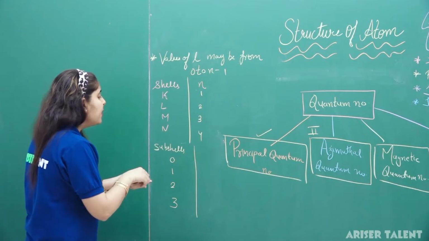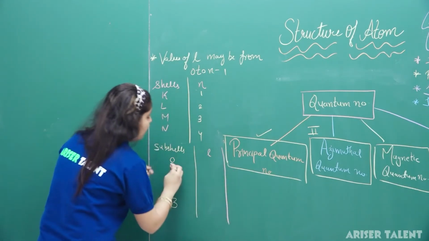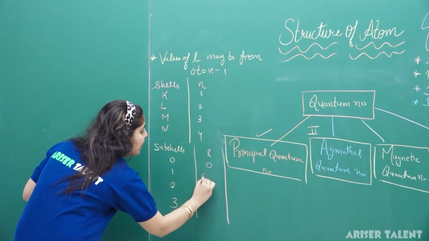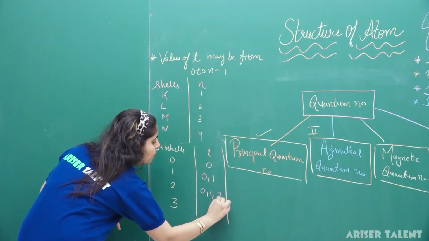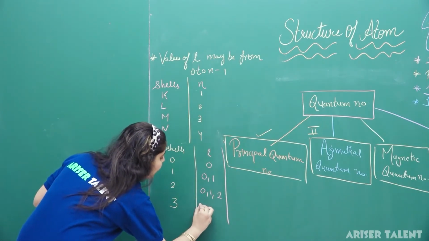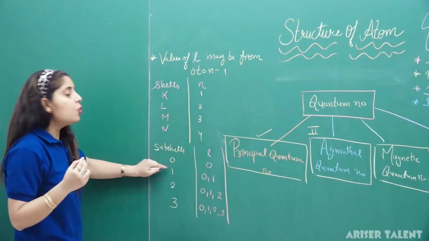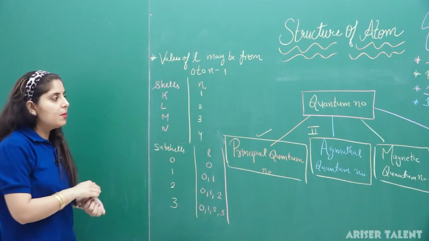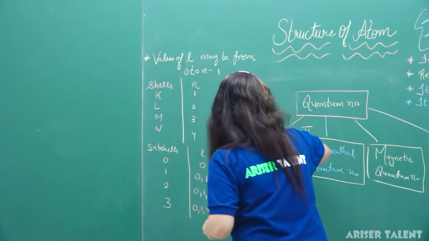And what will we get for the value of L here? For n equal to 1, we have 0. In case of 2 we will get 0, 1. In case of 3 we will get 0, 1, 2. In case of 4 we will get 0, 1, 2, 3. So, this is the set of L values for the azimuthal quantum number. Now, we will discuss what these subshells are called.